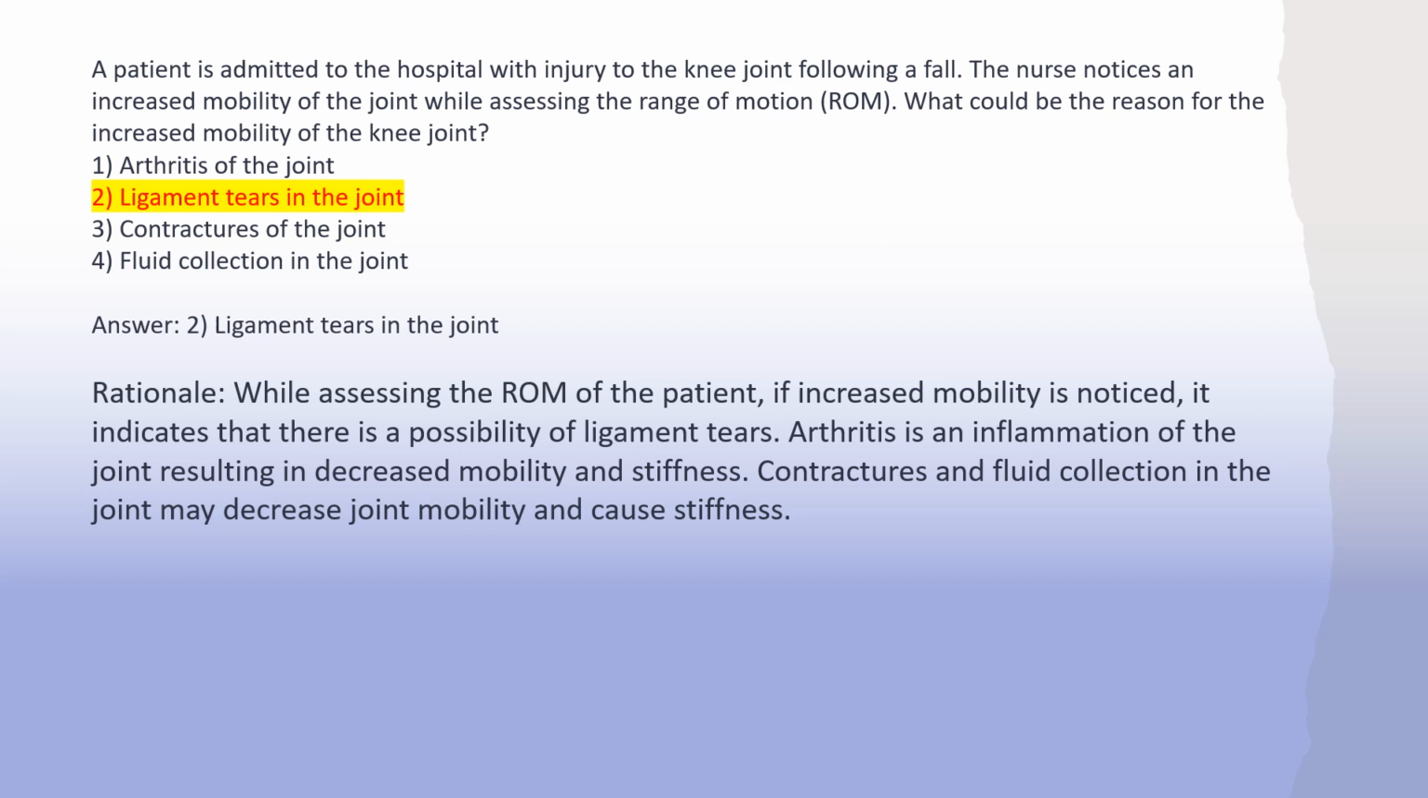Answer 2. Ligament tears in the joint. Rationale: while assessing the ROM of the patient, if increased mobility is noticed, it indicates that there is a possibility of ligament tears. Arthritis is an inflammation of the joint resulting in decreased mobility and stiffness. Contractures and fluid collection in the joint may decrease joint mobility and cause stiffness.